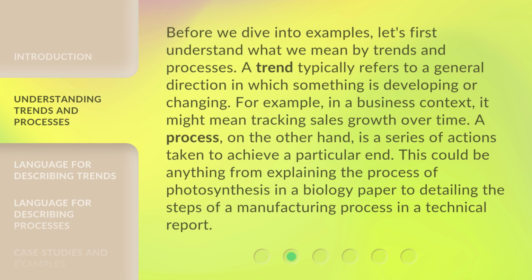Before we dive into examples, let's first understand what we mean by trends and processes. A trend typically refers to a general direction in which something is developing or changing. For example, in a business context, it might mean tracking sales growth over time. A process, on the other hand, is a series of actions taken to achieve a particular end. This could be anything from explaining the process of photosynthesis in a biology paper to detailing the steps of a manufacturing process in a technical report.